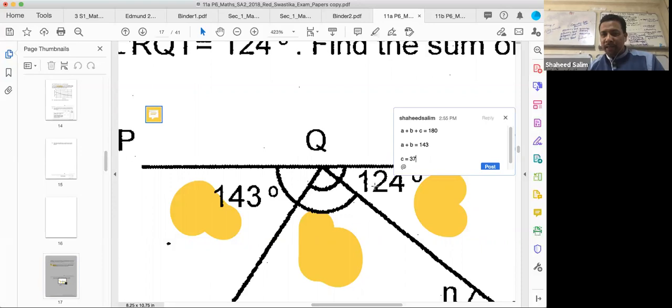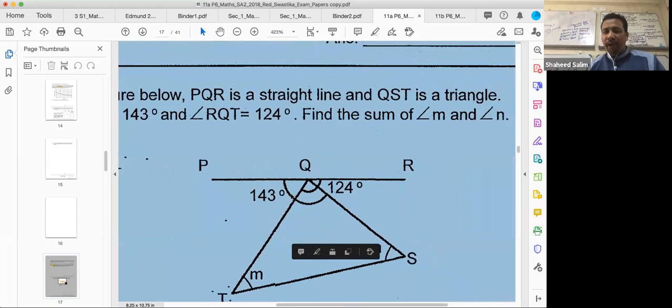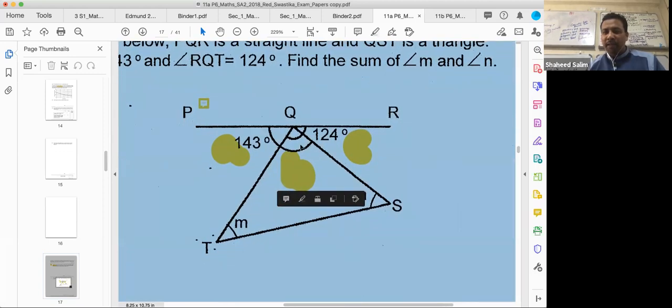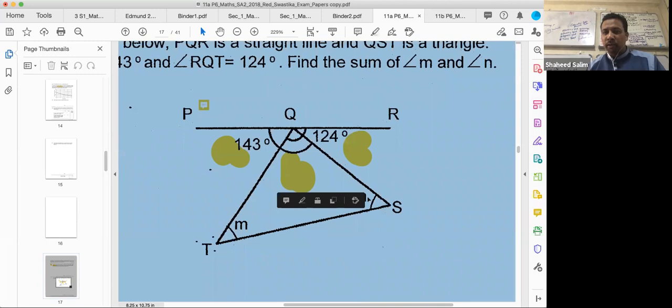If you know this one is 37, you can take 124 minus 37. 124, B plus C is 124, right? Take 124 minus 37, what do you get? 87. So down here is 87 degrees. Watch now. If you want to find what this is, take 180 minus 87 degrees, you get these two angles.